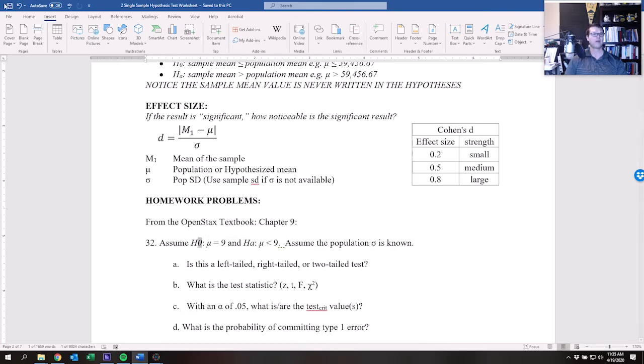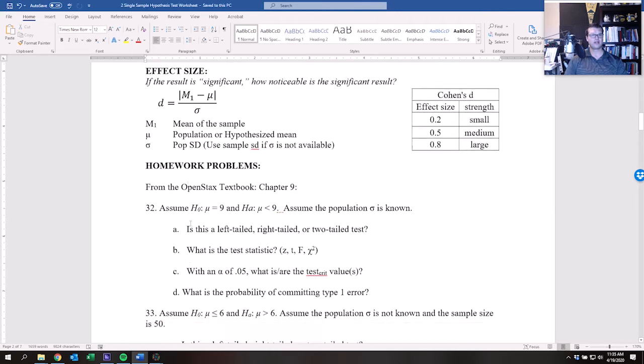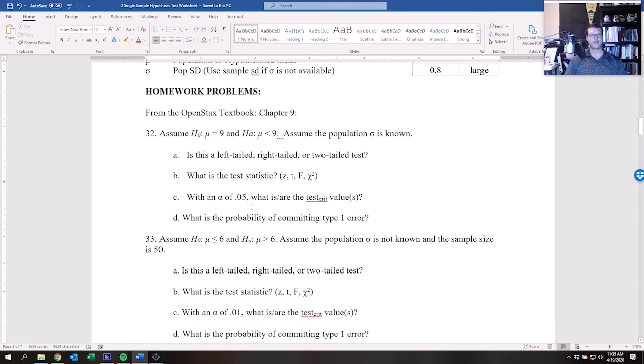we've got a few questions. Let's go through these questions. Assume that the null hypothesis says that there is no difference, that mu equals 9, or the new population mean equals 9, and the alternative hypothesis says that the new population mean is less than 9. Okay? Assume the population standard deviation is known. Is this a left-tailed, right-tailed, or two-tailed test?